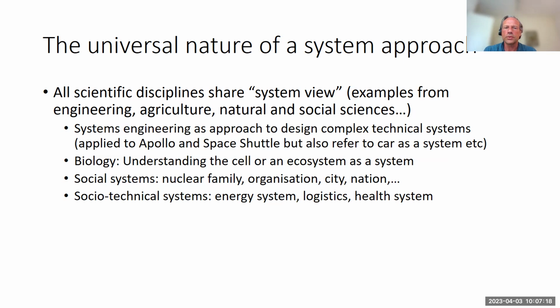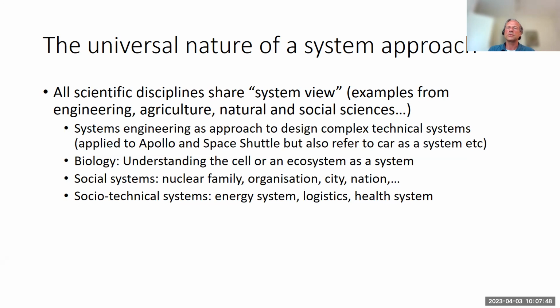A cell is a system with a clear boundary, that is the membrane, and inside you have the organelles and the interaction of substances flowing from one to another in the different biological processes, and you have an exchange with the environment. So the same for an ecosystem. An ecosystem is also described by a system approach. In social systems, you have a family as a system, an organization as a system, even a city or nation can be described as a system.